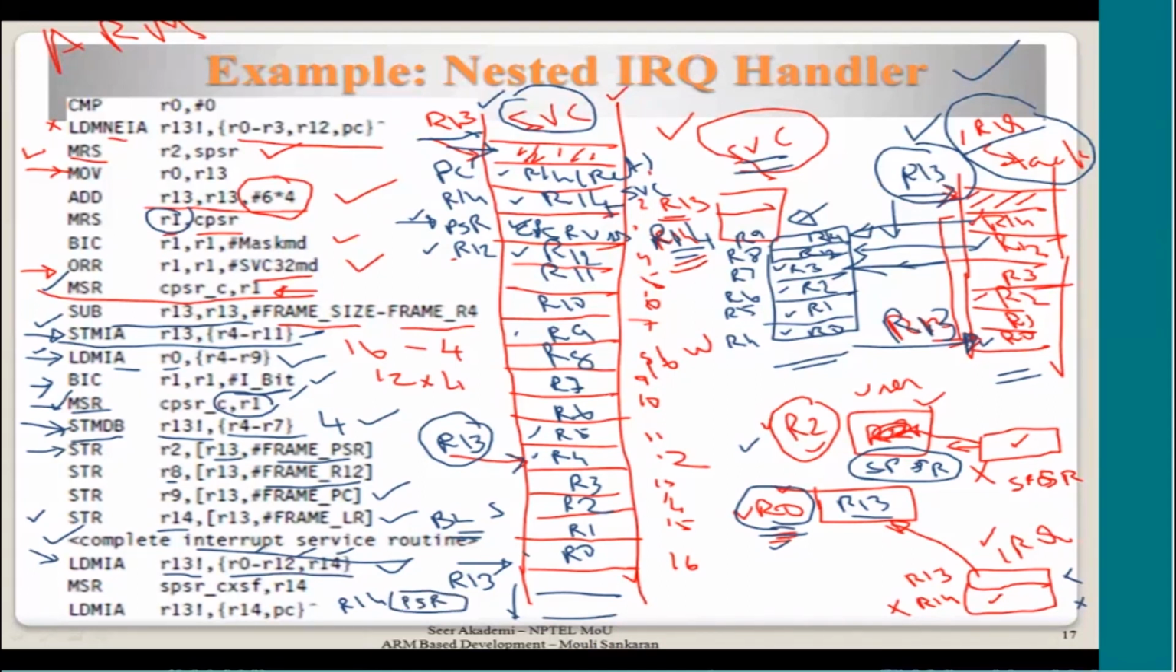So why are we bringing it into R14? This is a temporary placeholder. We are copying the full thing into SPSR. CXSF means all 32 bits are copied into the SPSR of the SVC mode. SVC mode has the SPSR, right? Please remember, SPSR is a banked register. So we are copying that value. So now the original CPSR of user mode is here. Understood? We are in SVC mode and we are copying the value of PSR into SPSR.